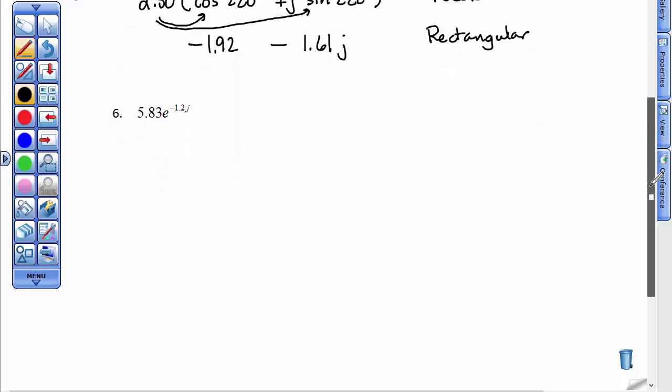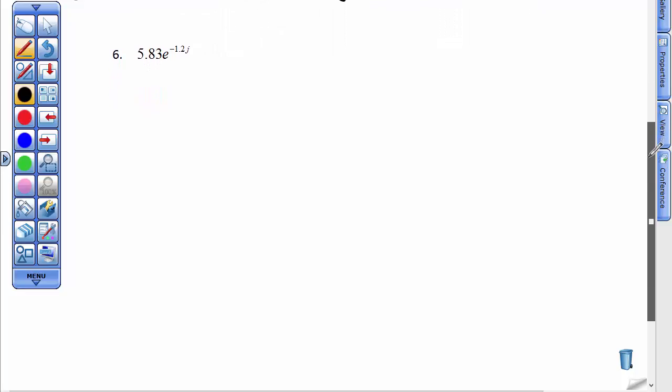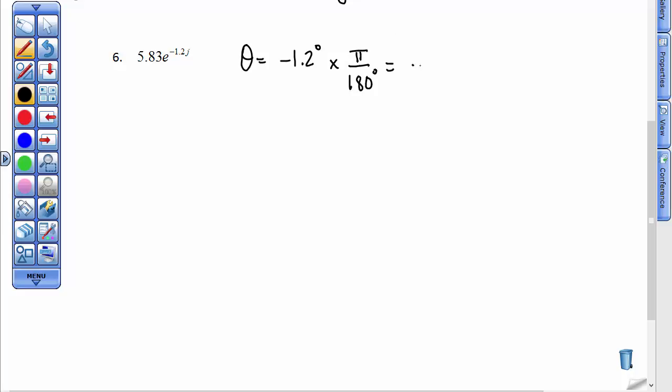You go ahead now and do the next problem, then come back and see my answers. So theta was a negative 1.2 radians. You can leave it negative if you'd like, and if you do that, when you multiply by 180 over pi, you get a negative 68.8 degrees.